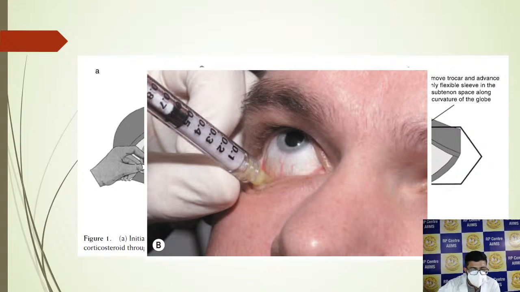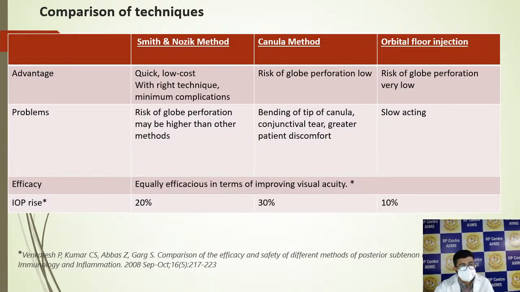And this is the orbital floor approach, where you can go either transconjunctival or transseptal as we give the periocular block. So the comparison of techniques: the advantage of the Smith and Nozik method was that it is a quick method. With the right technique there are minimum complications. However, since it's a 26 gauge needle, the risk of perforation of the globe may be higher.